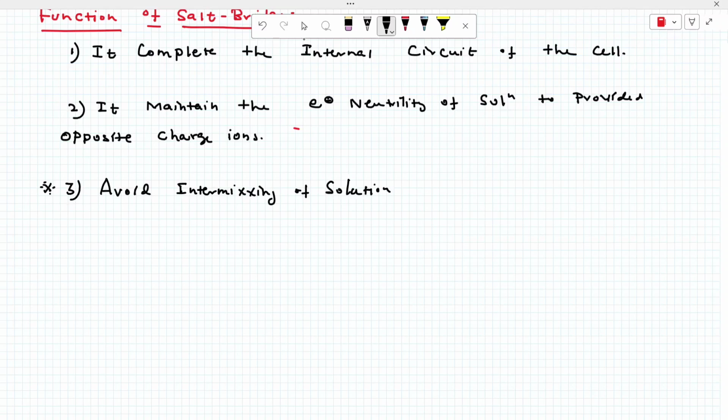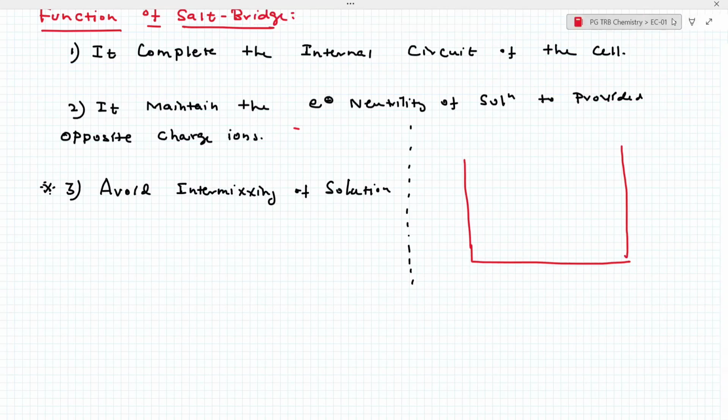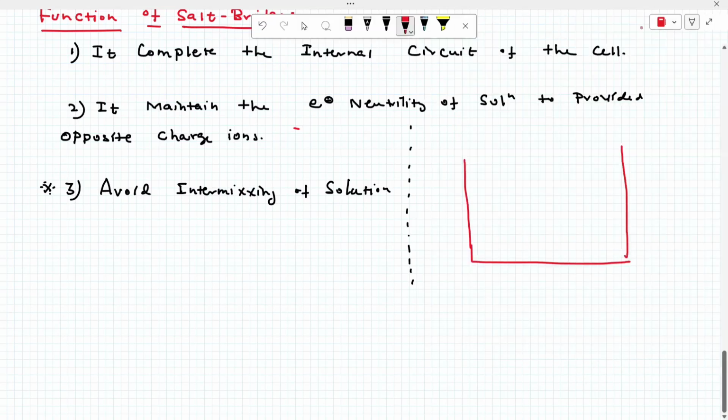Now let us assume I am going to intermix the solution. What is going to happen? Simple, see. This is a galvanic cell. Now I am going to intermix these two solutions. Take it all together.